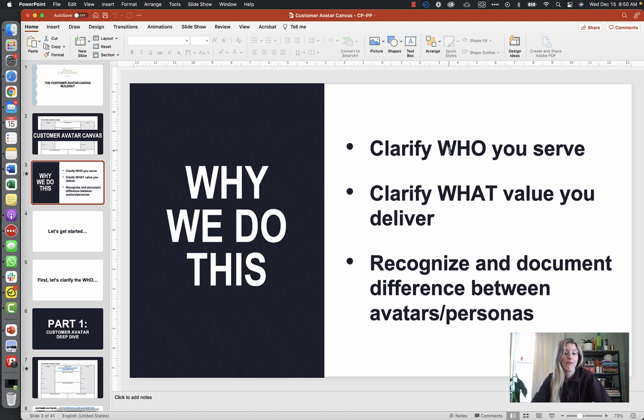You might have different avatars or different target demographics. It doesn't always have to be the case where there's just one, especially if you're a school that serves different grades. So we want to be able to recognize and document the difference between those target personas. And this is going to make Facebook ads a lot easier. It's going to make Google ads a lot easier when you know who you're targeting. That just lays the groundwork for everything else.